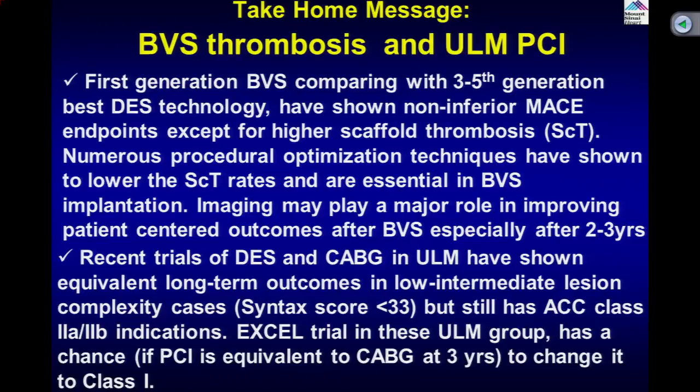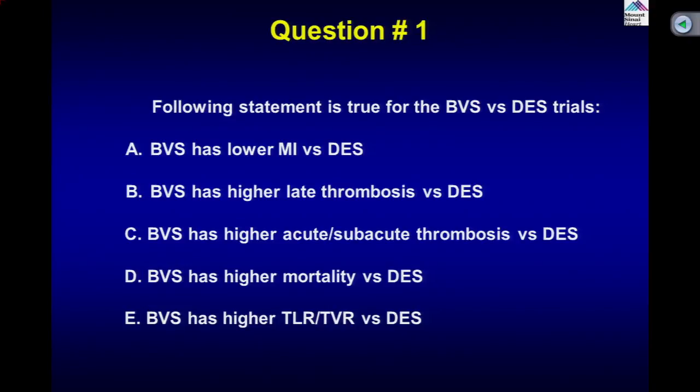Then the recent trials of DES and CABG in unprotected left main have shown equivalent long-term outcomes in low to intermediate lesion complexity cases, SYNTAX score less than 33, but still have ACC class 2A or 2B indication. Remember 2A if they are high surgical risk, 2B if they are routine. The EXCEL trial in the unprotected left main group has a chance, if PCI is equivalent to CABG at 3 years, to change it to a class 1. So that is what we are hoping, that by year end we have a good result, so that it becomes class 1 in SYNTAX score of less than 33. So question 3 is, the following statement is true for the BVS versus DES trials.